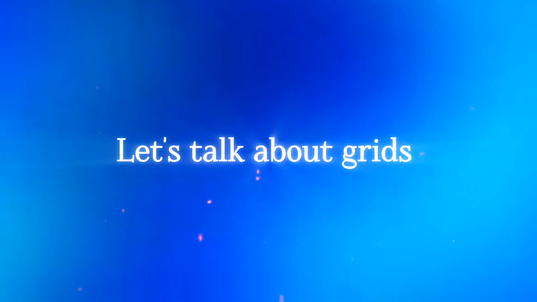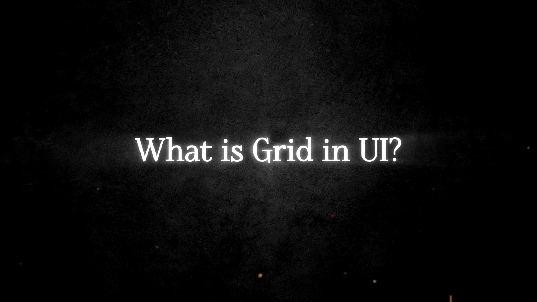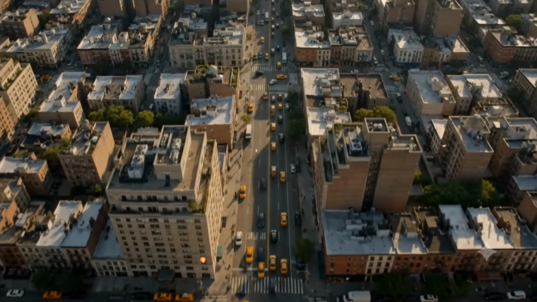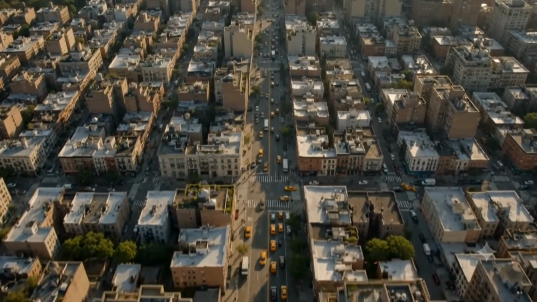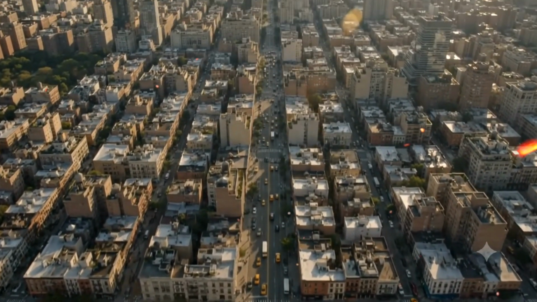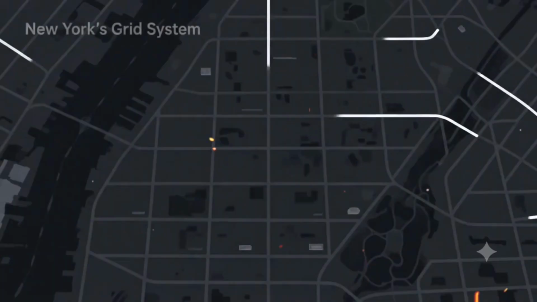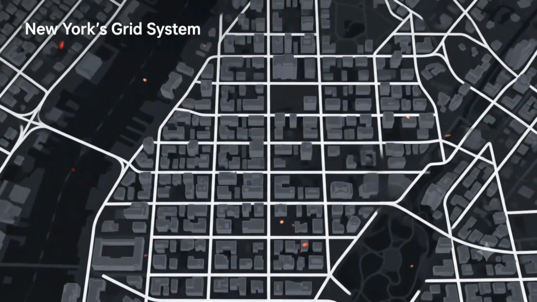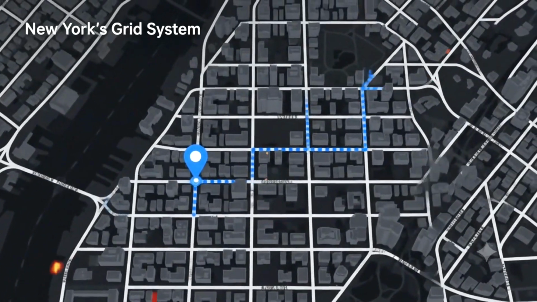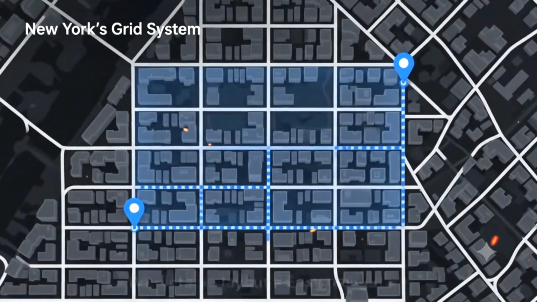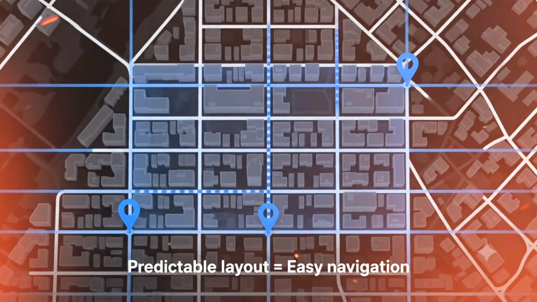Alright, let's talk about grids. So, what exactly is a grid in UI? Think about a city like New York. If you have ever walked its streets, you know exactly how to get from one place to another because the entire city is built on a grid system. That predictability is what makes navigation so easy. A UI grid works the same way.